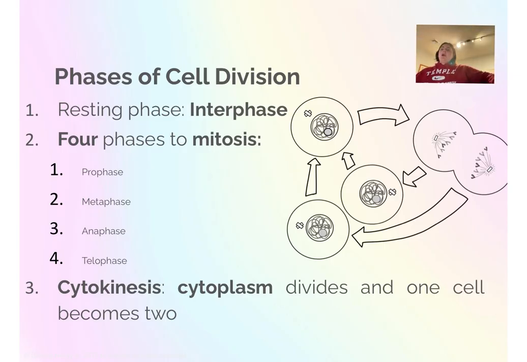So here are the phases of cell division. We have our resting phase, which is interphase. Then we have our four phases that go under mitosis, and we talked about PMAT before: prophase, metaphase, anaphase, telophase. PMAT. And then we have cytokinesis, where the cytoplasm divides and one cell officially becomes two.